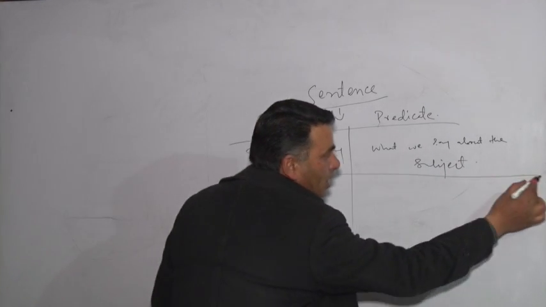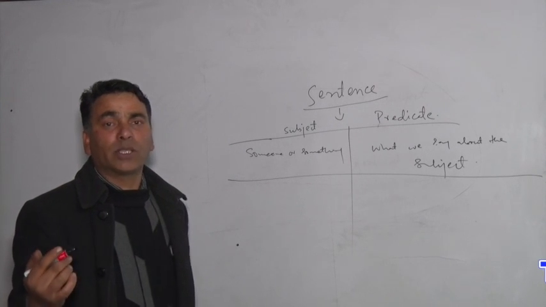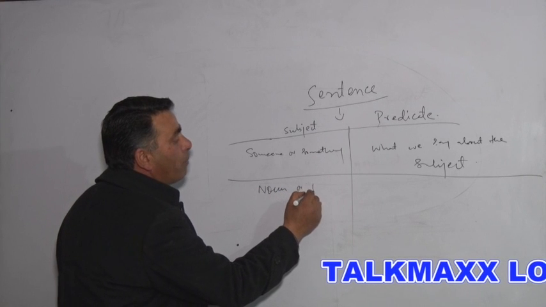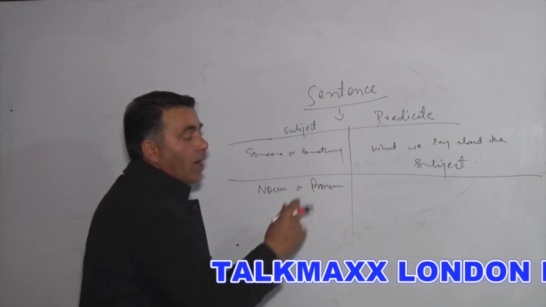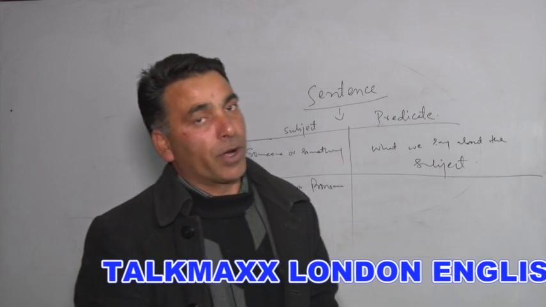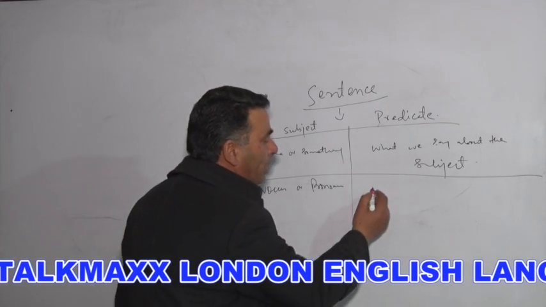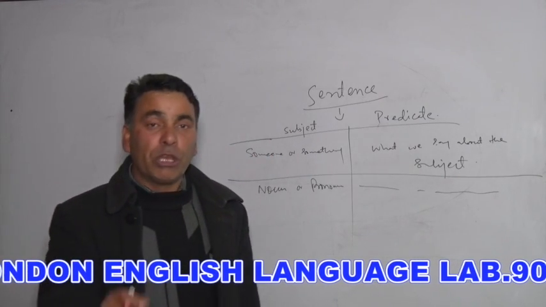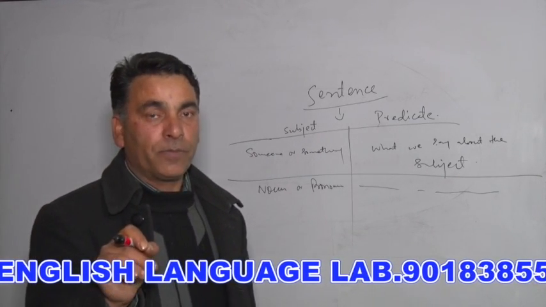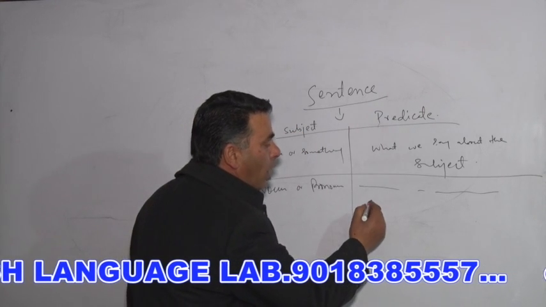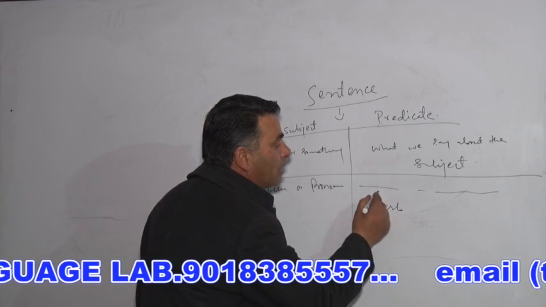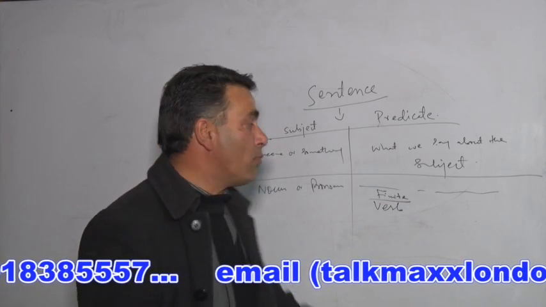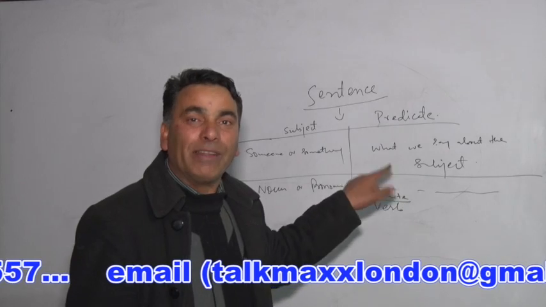Now, putting it grammatically, the subject is usually a noun or a pronoun. And what is predicate? Predicate can contain anything. And the most existential element in the predicate is the verb, the finite verb. The main verb, the principal verb, is the most important part of the predicate.